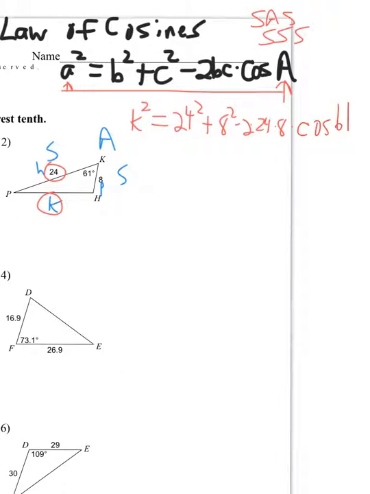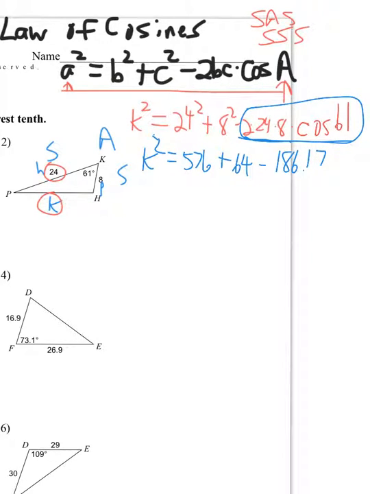So let's simplify this a little bit. K squared is equal to 24 squared, which is 576, plus 8 squared, which is 64. And I'm going to multiply these 3 numbers together times my cosine of 61 on my calculator. So if you go minus 2 times 24 times 8 times cosine 61 on your calculator, you get about 186.17. Again, that came from multiplying that together on my calculator.